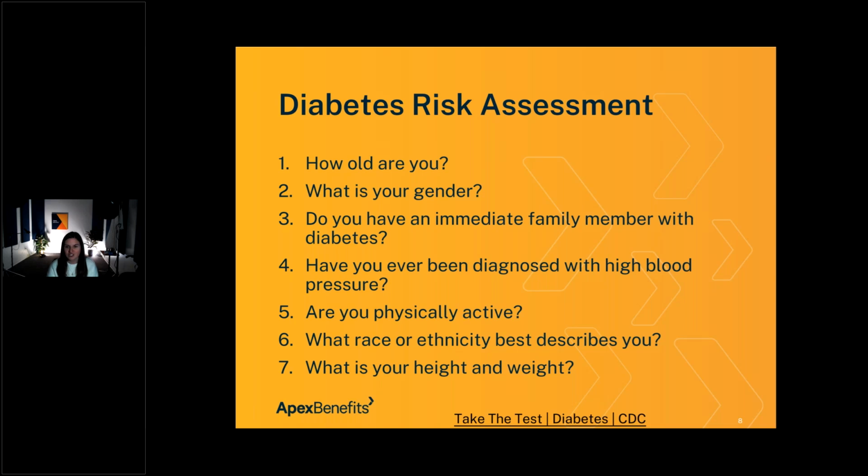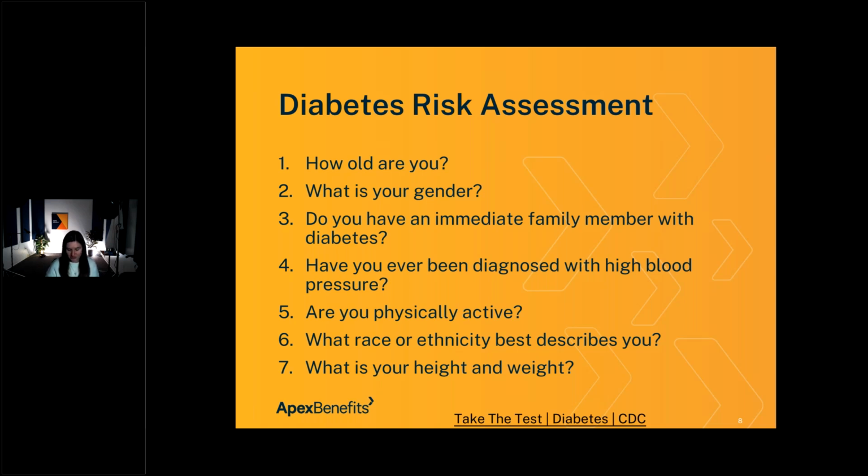The second is, what is your gender? We know that males are more likely than females to have undiagnosed diabetes. The reason for this is likely that males less often go to their doctor, and so when they do, they're oftentimes sicker. It's a more advanced stage. Whereas for females, if you're going to your annual review and getting your labs drawn, this could be caught much sooner rather than letting it progress further.